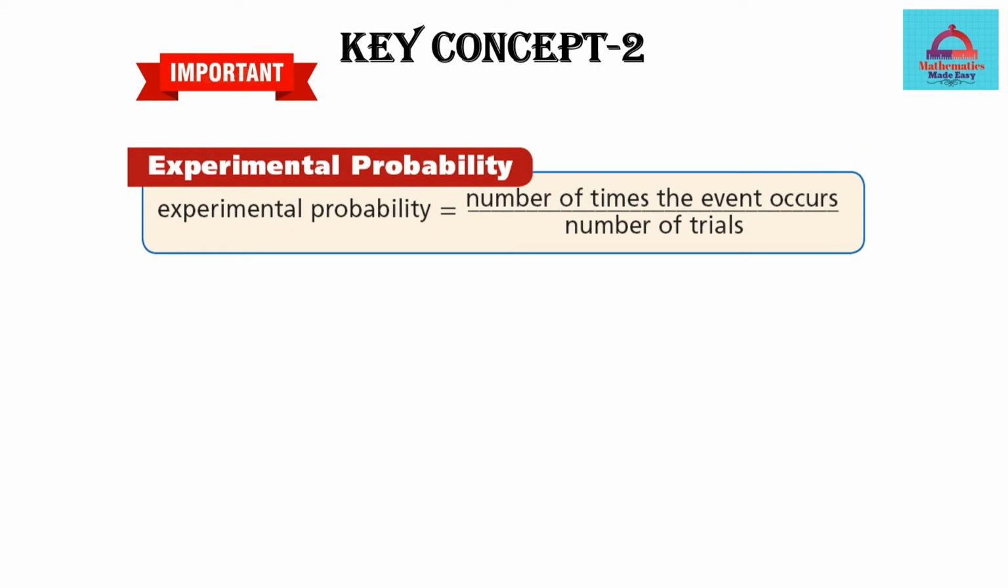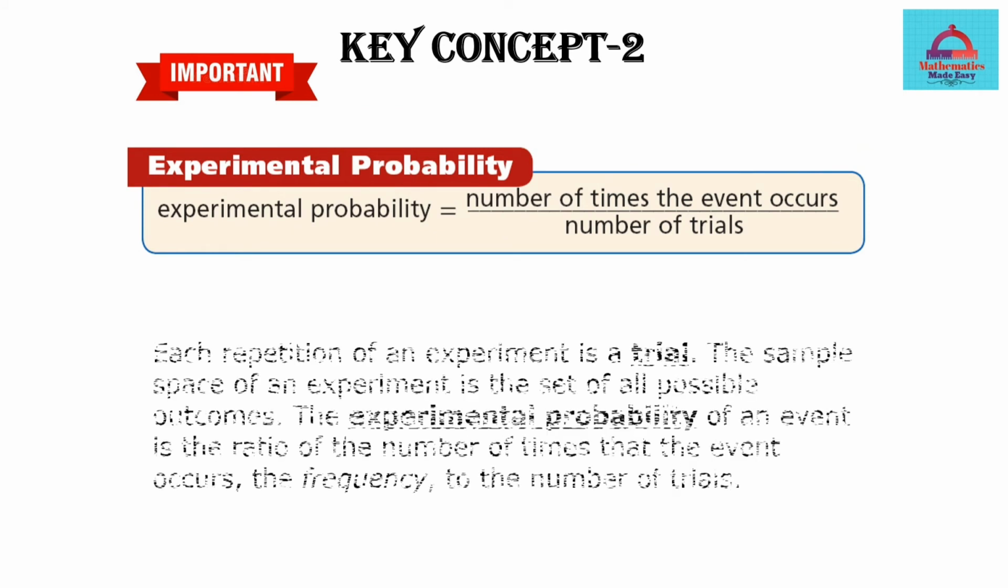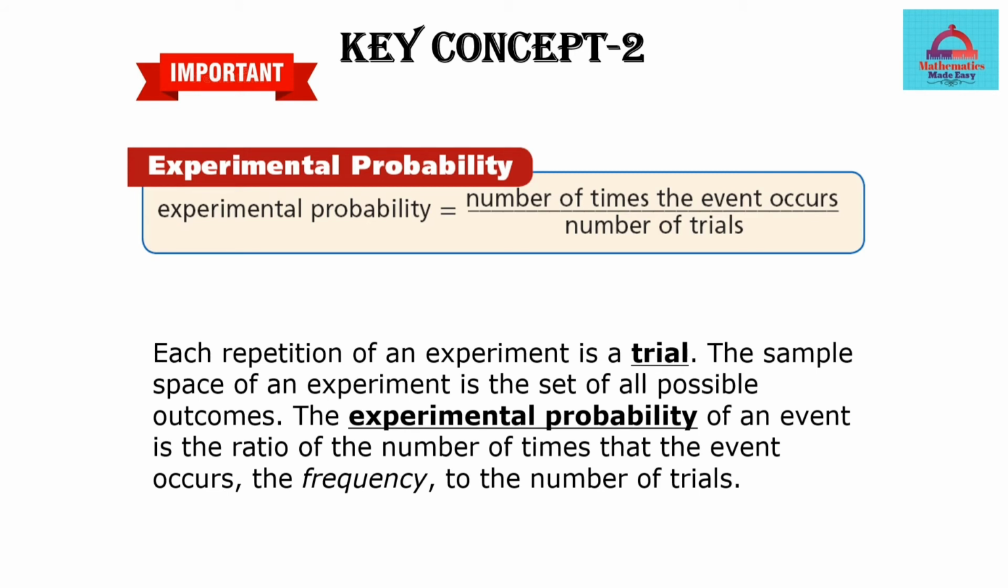Let's come to the second key concept for today, which is experimental probability. In the last video, we understood the difference between experimental and theoretical probability. Let's quickly revise the formula for experimental probability now. When you are doing an experiment, you are repeating a trial, and the repetition of the experiment is what is called a trial.